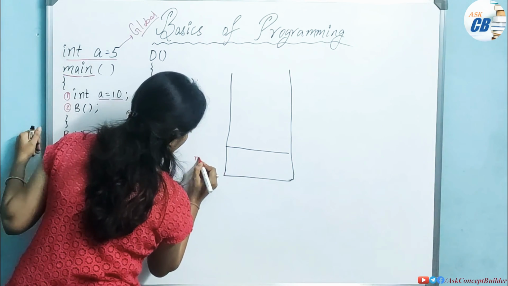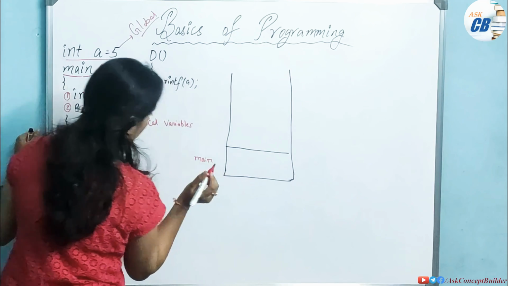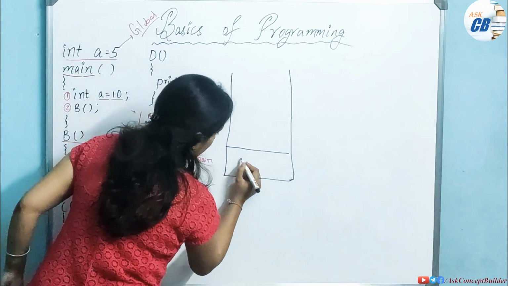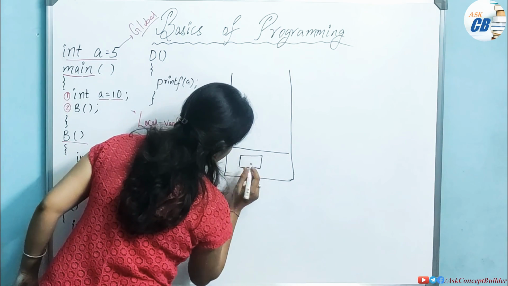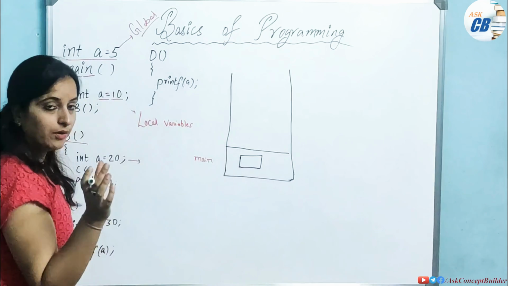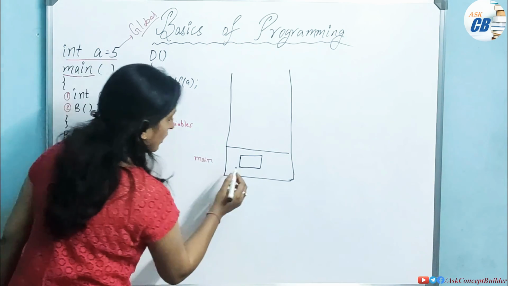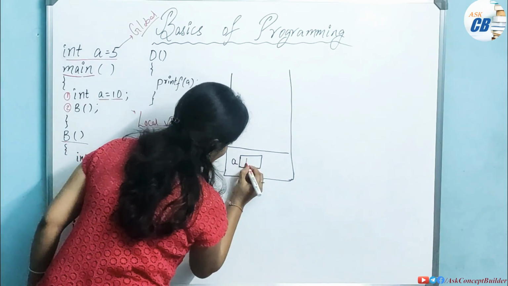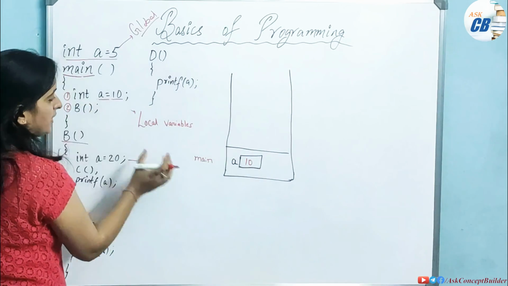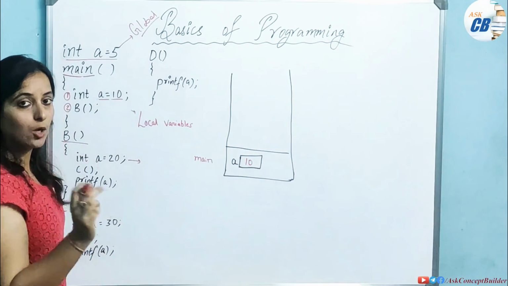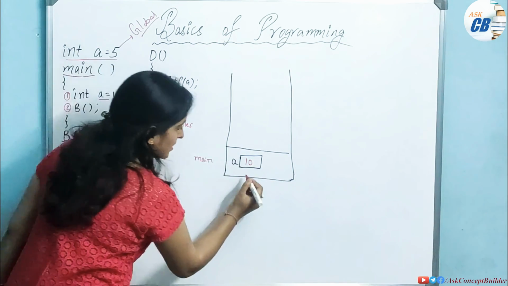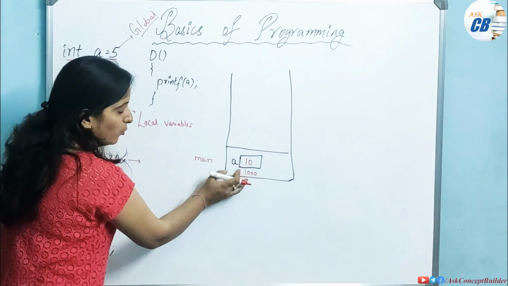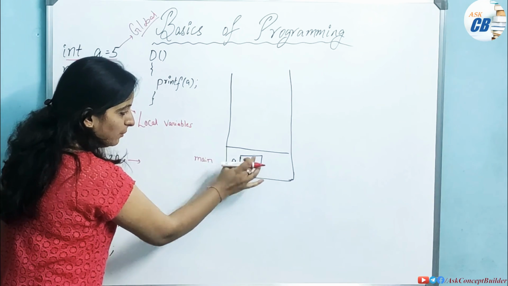So a memory is allocated here for this function. The first statement is int a equals 10. So what will happen now is that memory will be allocated to the variable with the name a, and the value stored will be 10. This is of integer type, so 4 bytes of memory will be allocated to variable a at some particular address. Let us suppose address 1000. So it is allocated 4 bytes of memory and the value will be 10 here.